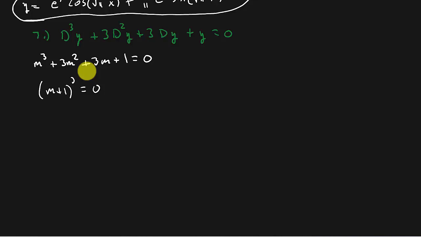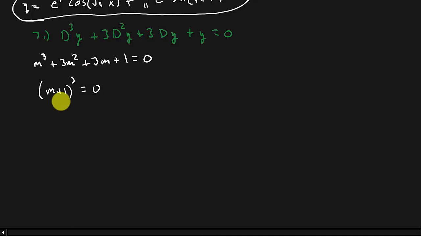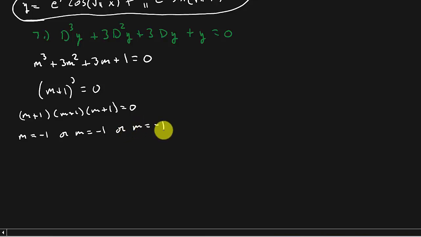So it is what it is. Look at this. We get m equals -1, but remember we have 3 factors of it. And like I said before, you don't have to do this, but if you want to write it out like this, you can if it helps you. So that gives us m equals -1, or m equals -1, or m equals -1. Okay, so we've got repeated roots. We've got 3 of them.